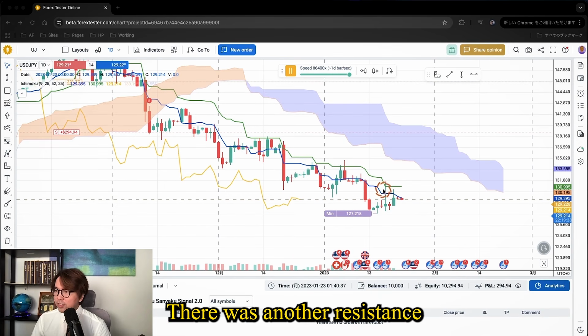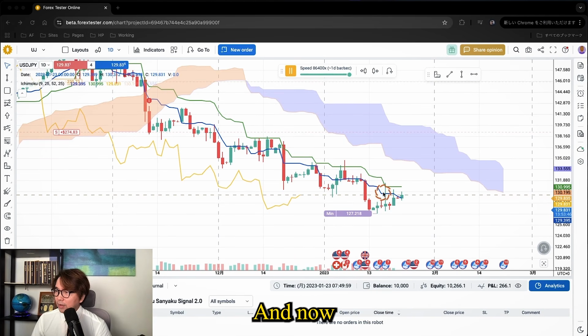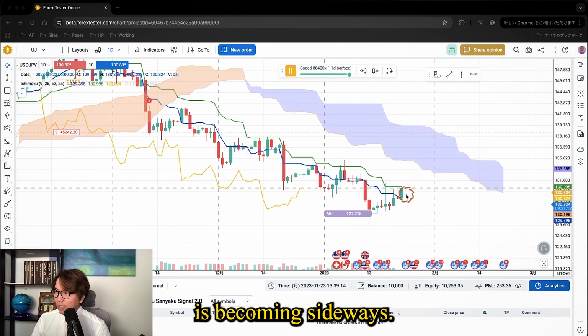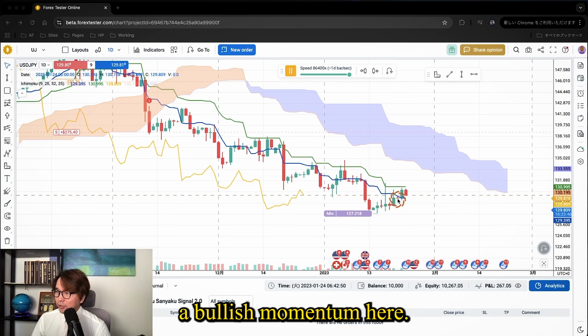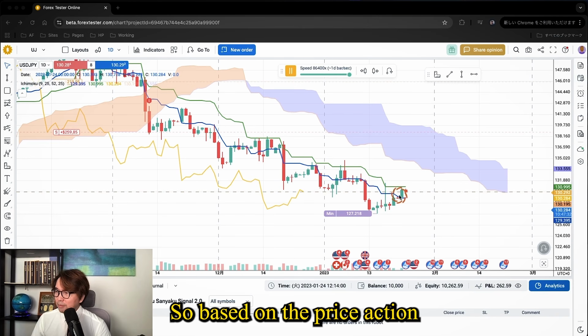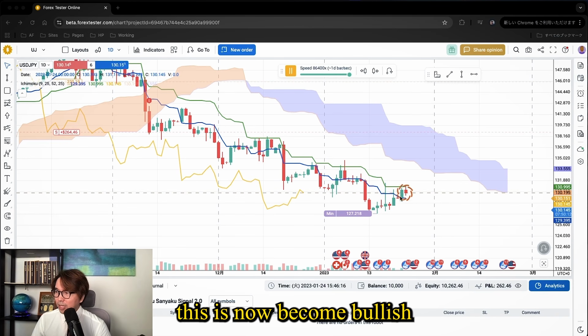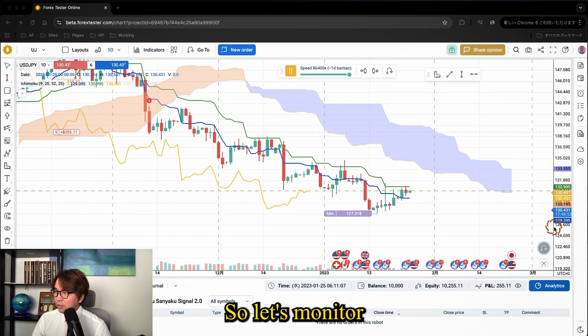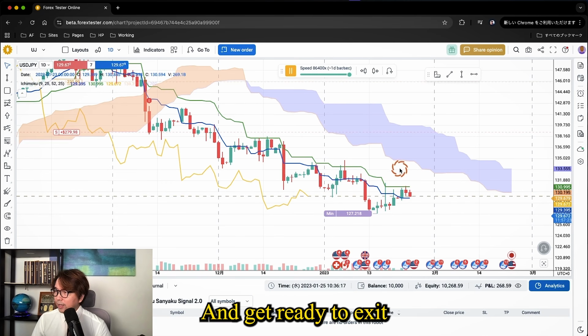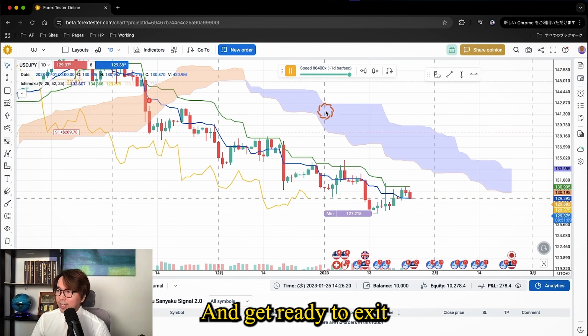Okay, there was another resistance by the Kijun Sen, and now the market is becoming sideways, and we have multiple dojis, and we have kind of like a bullish momentum here. So based on the price action, this is now become bullish, and it may break the Kijun Sen bullish. So let's monitor for a while and get ready to exit the trade.